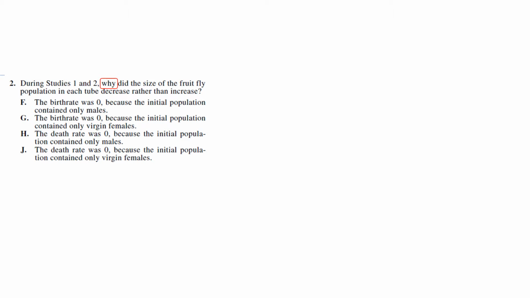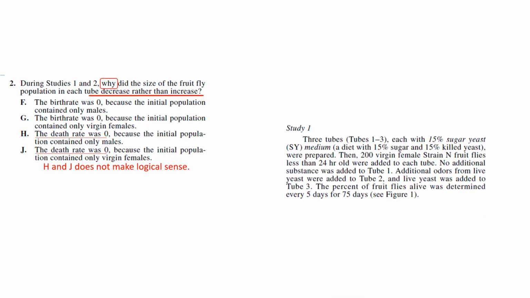Okay, this is an if, suppose, why question. Anytime you have an if, suppose, why question, you're meant to think about it. So we're looking for why it decreased rather than increased. Let's look at choices H and J first. They don't make logical sense. The death rate was 0 because it only contained males or females? That doesn't make logical sense, so we can eliminate H and J. Then we could go to the study and the reading. It says 200 virgin female flies were used. So the birth rate was 0 because it only contained virgin female flies.